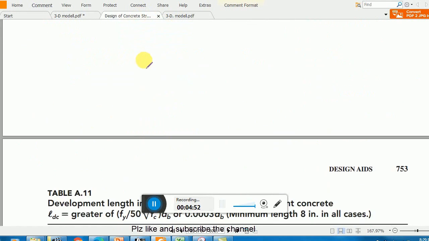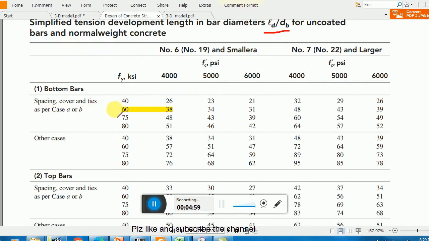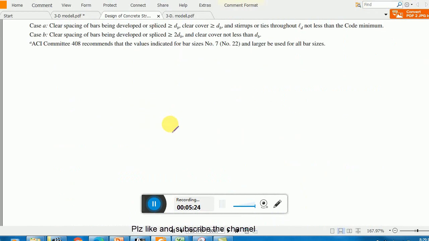Let me show you the Nielsen book and this table. Here we have development length for tension. This is for tension, LD divided by dB, and you see we have 60 ksi steel, and we have 38 because we are using 4000. Clear? And remember this one, number 6 and smaller bar. As we are using number 4, this applies. If you are using number 7 and larger bar, then you have to use these tables. These case A and case B I explained thoroughly in these lectures.